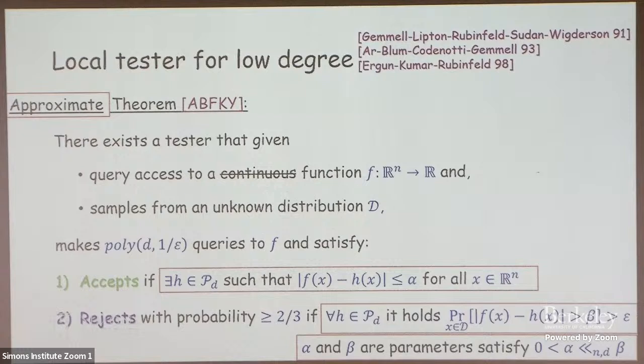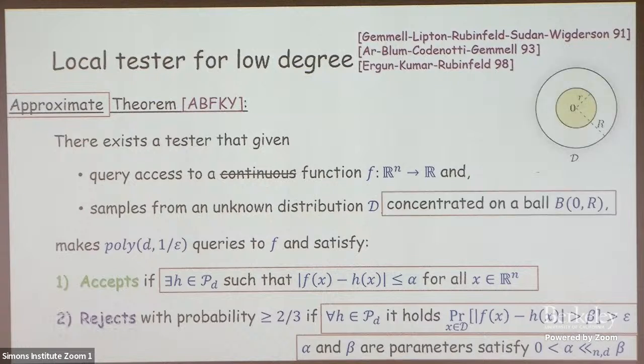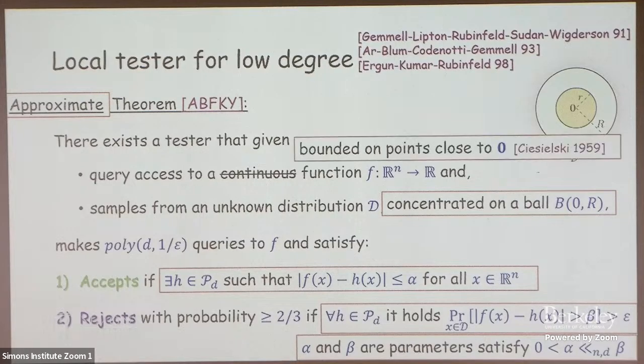And we need some gap between alpha and beta in order to be able to distinguish. For now, when we do such a thing, we get something semi-distribution free, because now we need some prior on the distribution. We want it to be concentrated on some ball, meaning that with high probability, the points drawn from the distribution are in some ball around 0. And assuming that the function is continuous is not relevant anymore, since the inputs are not going to be continuous, but this can be relaxed to bounded at points close to 0 by some very early result.